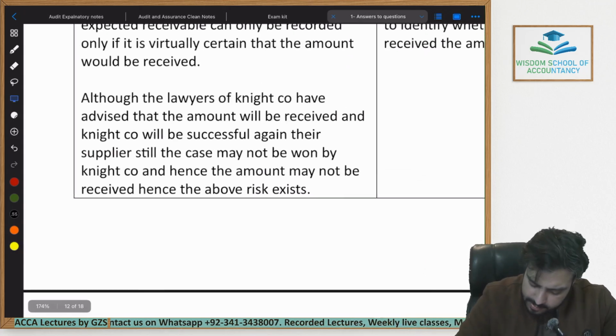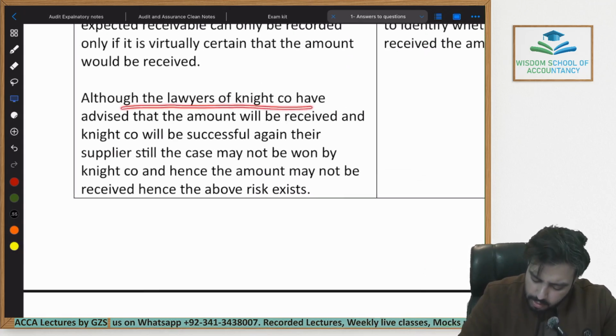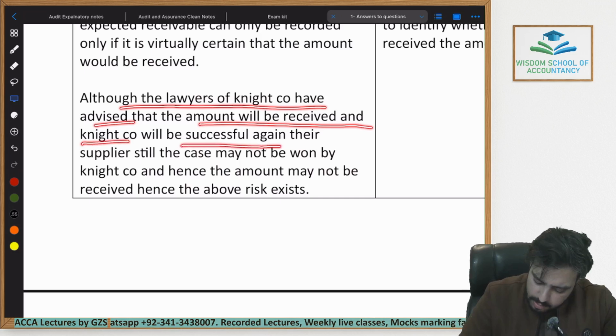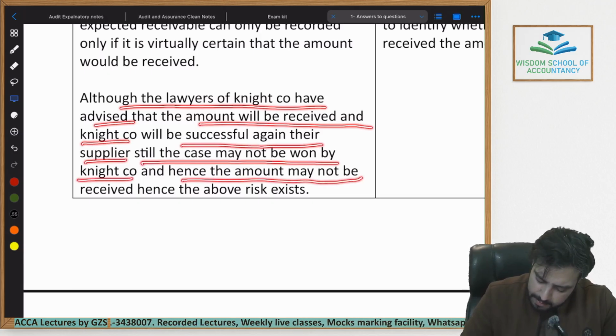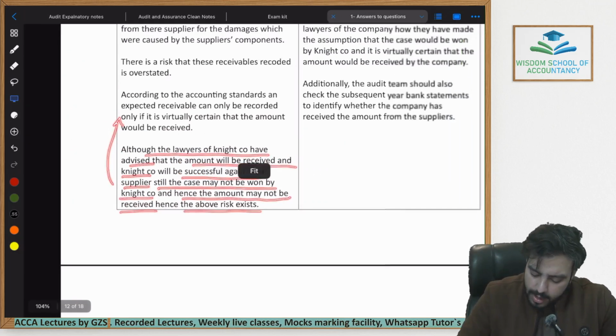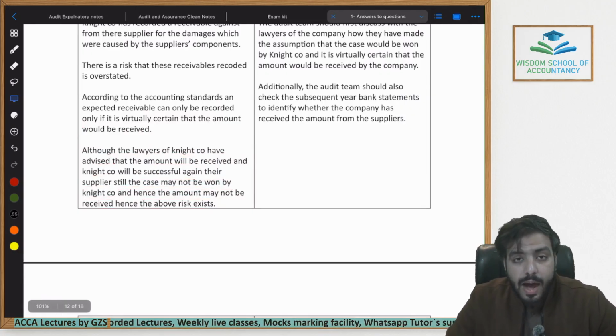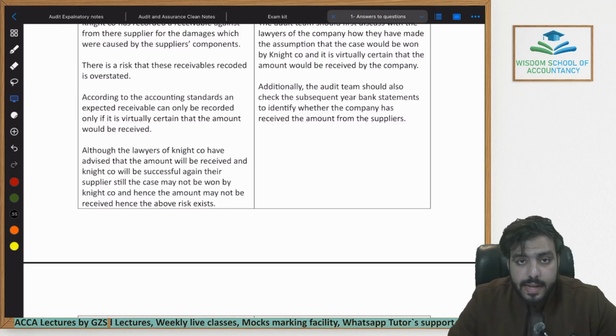Why have I created this risk? Although the lawyers of Knight Corporation have advised that the amount will be received and Knight Corporation will be successful against their supplier, still the case may not be won by Knight Corporation, and hence the amount may not be received, hence the above risk exists. In short, if the court hasn't given a decision, how can you say that it is virtually certain and record it? Unless the court has given a decision, even if it is probable that you will receive this payment from your supplier, you cannot record it, you can only disclose it.